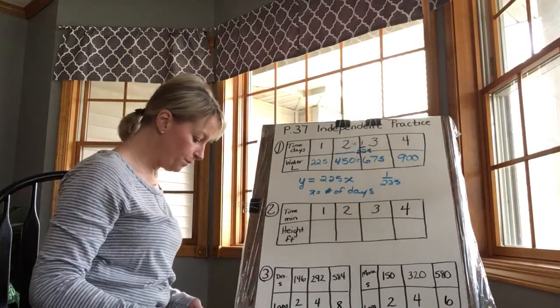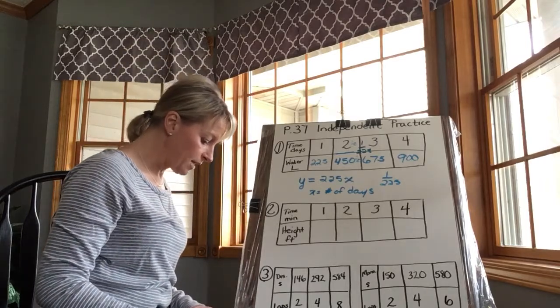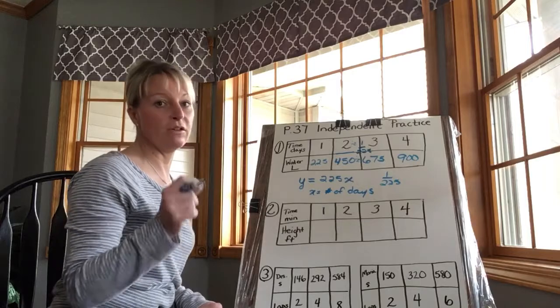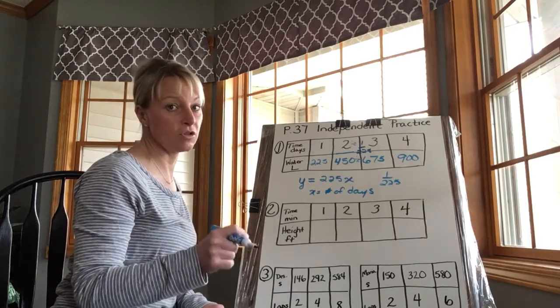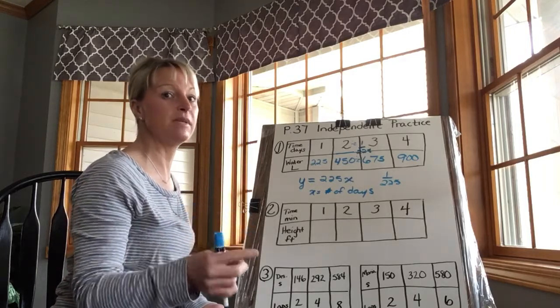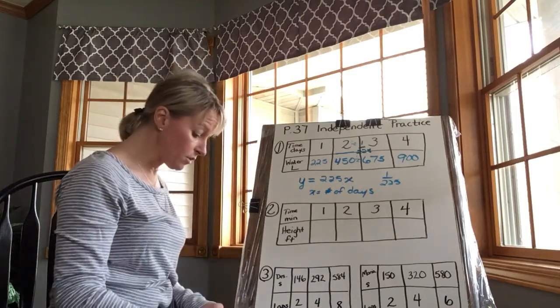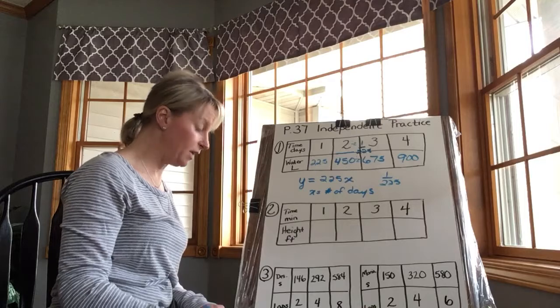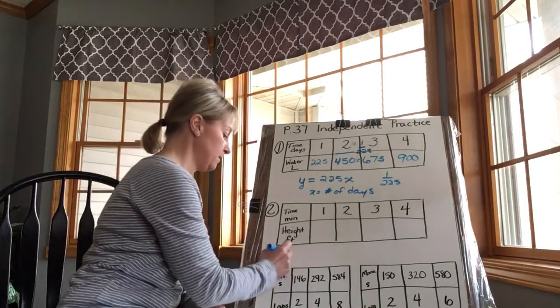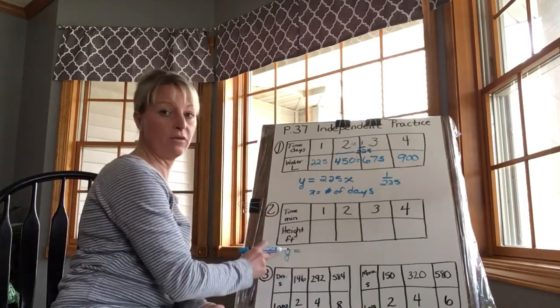Moving on to number 2. An elevator ascends, or goes up. Remember that word. You need to remember those words for the integers. Ascends means going up. Descends means to decrease, which would be a negative. But it ascends, or goes up, at a rate of 750 feet per minute. Okay, so I'm going to start with my equation.